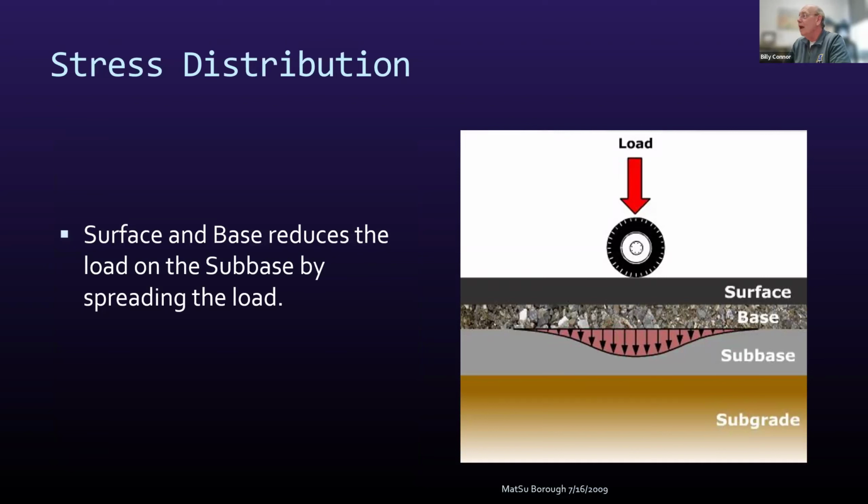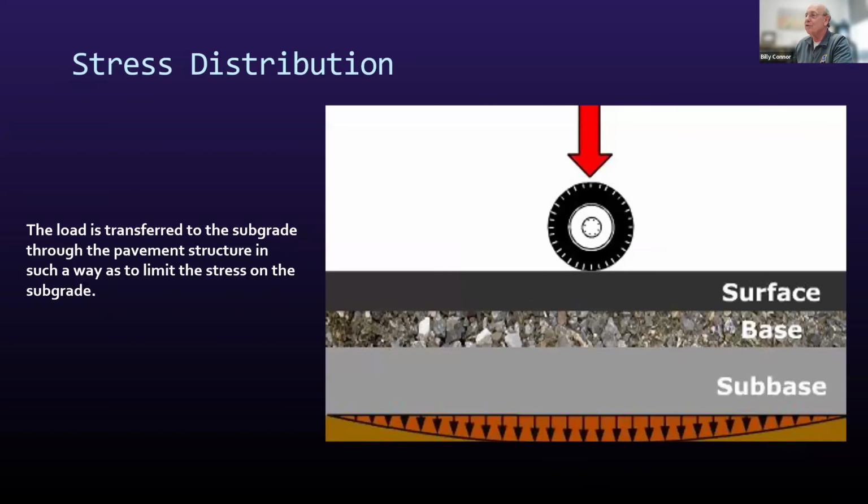We add the base course, and the purpose of the base course, like the surface course, is to reduce the load on the sub base by spreading the load even further. And you can do both of these either by using a stiffer material or by increasing the thickness. And we do both. It's really economics drives which way we go. And so sometimes we thicken it and sometimes we add a stiffer material in there. And it's up to the designer to figure out how to do that.